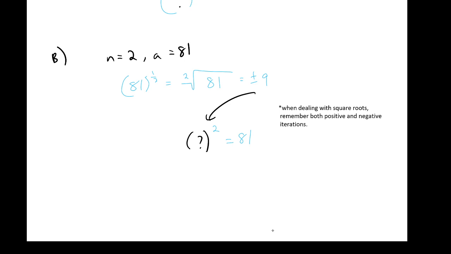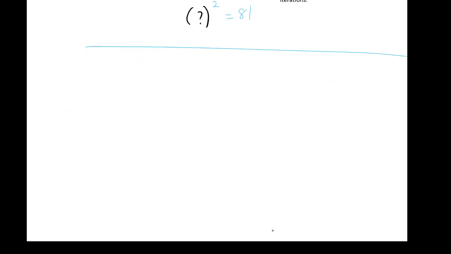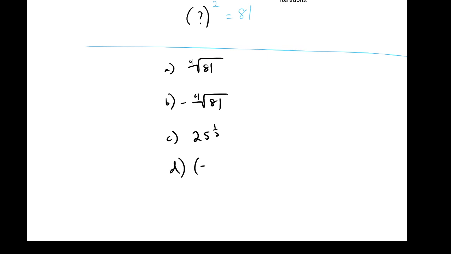All right, let's do some practice. 4 problems here. Okay, problem the first, we want the 4th root of 81. Second, we want the negative 4th root of 81. Third, we want 25 to the 1/2 power. And then we're also going to do D, which is going to be negative 25 to the 1/2 power. All right, let's see what we get here.